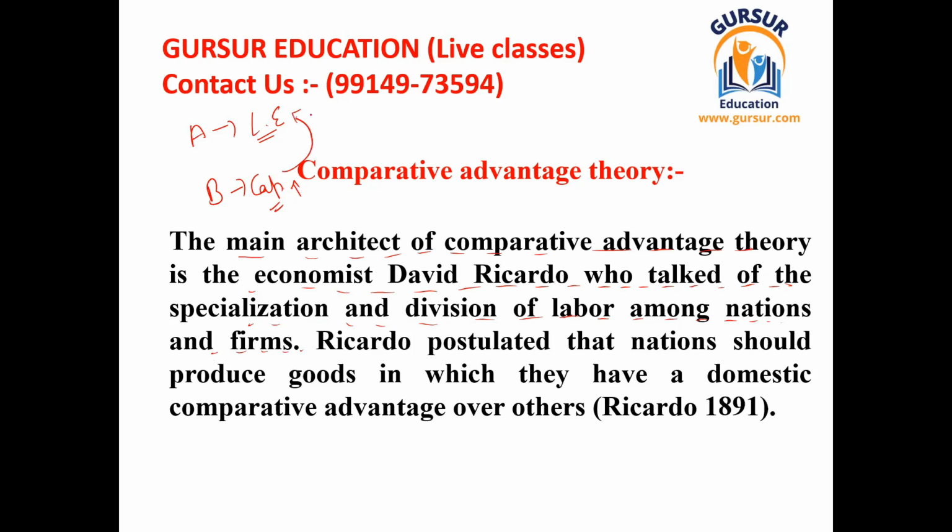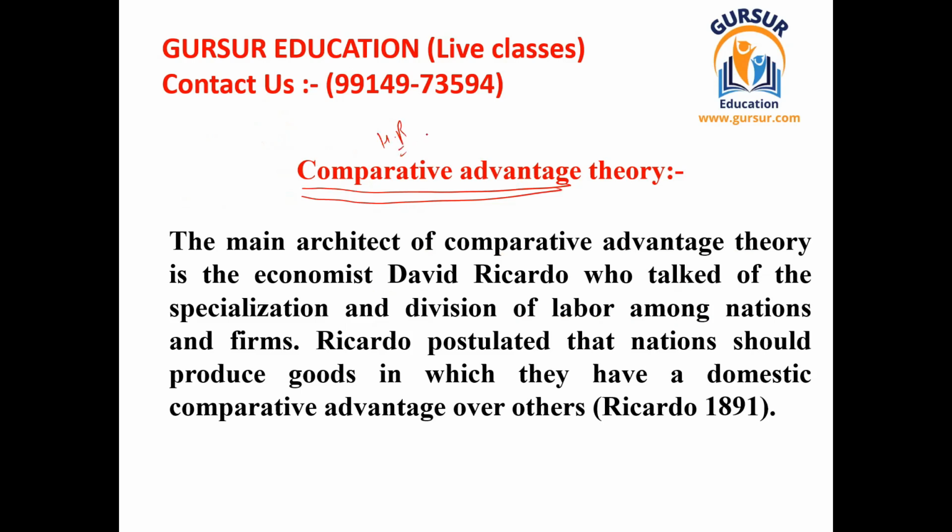So they can exchange with each other if they have comparative advantage over each other, like country A having the comparative advantage in the field of labor and country B having the comparative advantage in the field of capital. So they should use the elements of their comparative advantage, exchange them, and produce only those things in which they have comparative advantage. They should use their human resources in a way that they can efficiently produce the things in which they have advantage over others. So he postulated that nations should produce goods in which they have a domestic comparative advantage over others. Ricardo gave this theory in 1891.